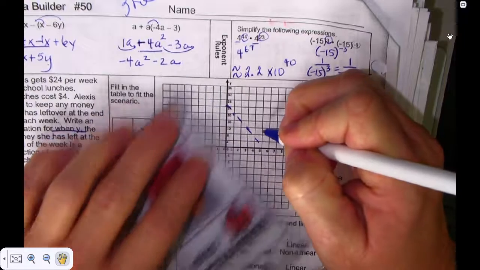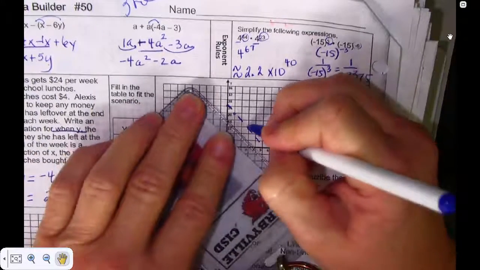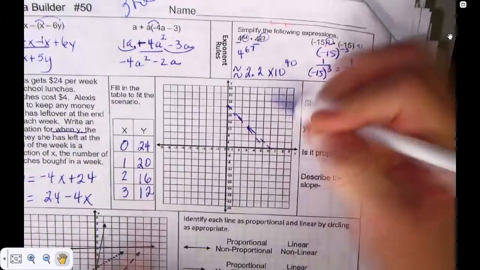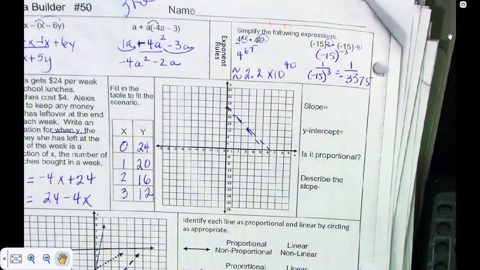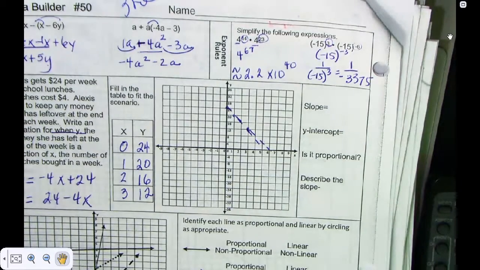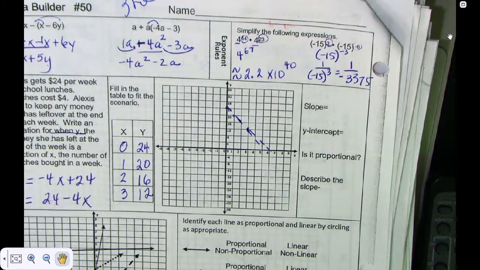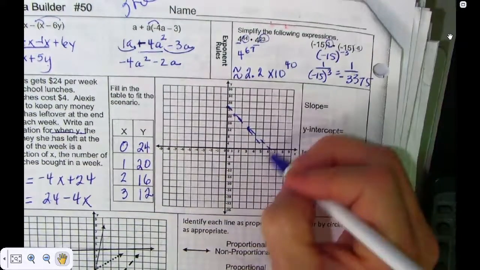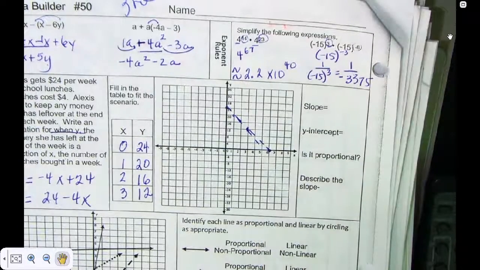Uh-oh. I messed up somewhere. I moved my thing. So how many days would it take her to spend all $24? 6. Okay, and normally you go to school 5 days, right? We have had Saturday schools before. Last year we had 2. Okay, and so it would stop right there. After 6 days, she's out of money.